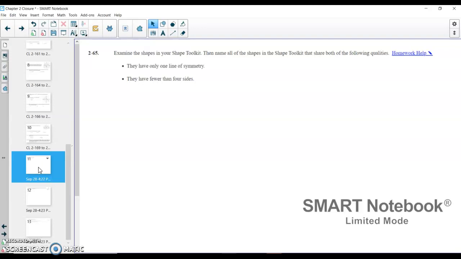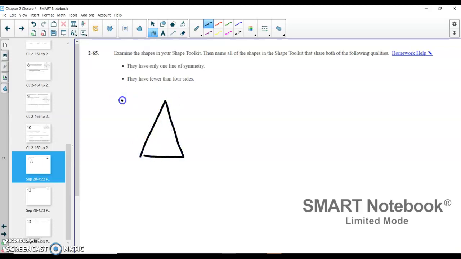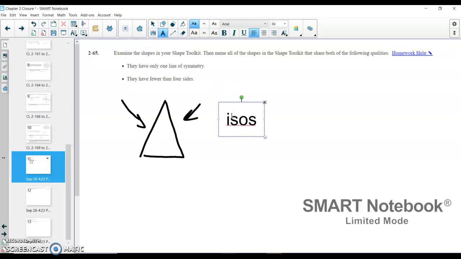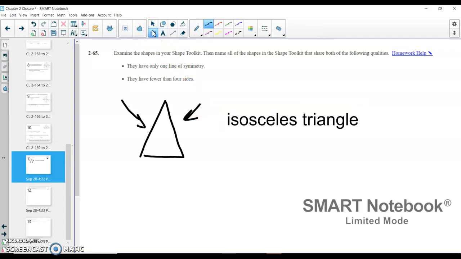There's 2 answers here. I'm going to try to draw them out the best that I can. One would be, and this is kind of an example that we would have seen on the test, something that looks like this, where we have this side equal to this side, and that would be our isosceles triangle. So our regular isosceles triangle has this one line of symmetry that cuts it down the middle. That's the only one that it has. And then it has fewer than 4 sides, so it meets that criteria.